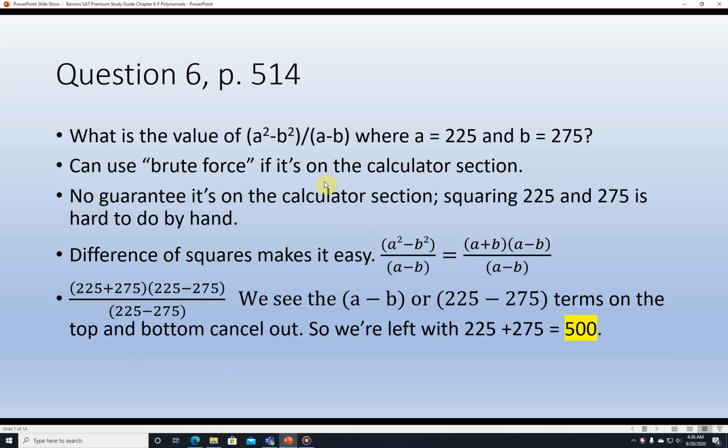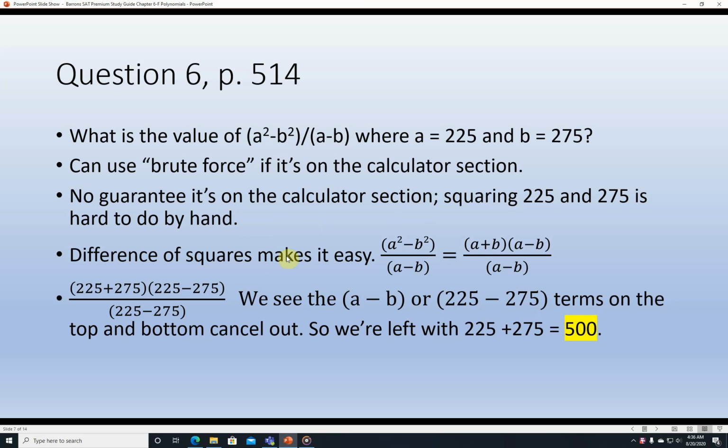Okay. Question 6, page 514. What is the value of a squared minus b squared over a minus b, where a equals 225 and b equals 275? You can use brute force if it's on the calculator section. Now, there's no guarantee it's going to be on the calculator section, and squaring 225 and 275 is a little hard to do by hand because most of us haven't done a lot of multiplying 3-digit numbers since maybe 4th, 5th grade. So it's not something you want to have to do on the SAT if you don't have to.